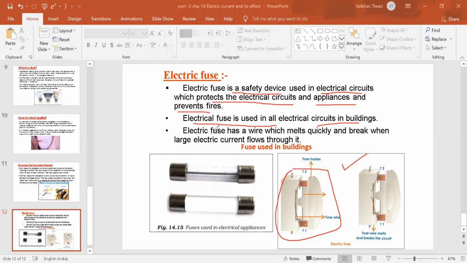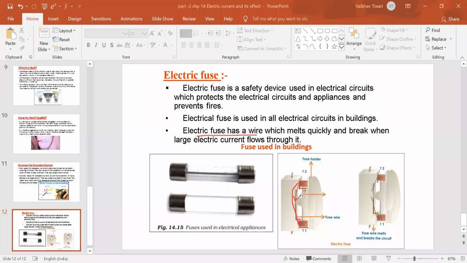And how does it work? Let us discuss how it works. An electric fuse has a wire in it. Can you see this wire? There are two teeth-like metal structures, and this wire connects them, running from one tooth to the other. Whenever a current flows, the current flows through this wire.